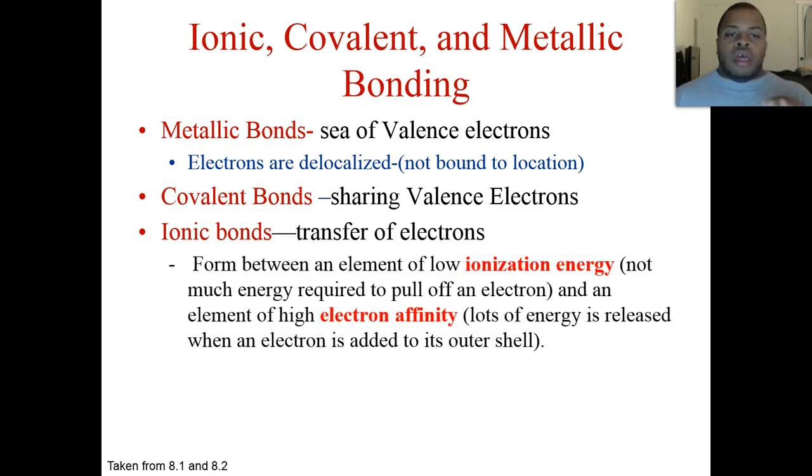Now, ionic bonds are usually going to form between an element of low ionization energy and one of high electron affinity, hence the thing that we're looking at here. Once we pull away that electron from the lower one, which is going to usually be our metal, it's going to be attached or given to the one that has the higher electron affinity, usually our non-metal.